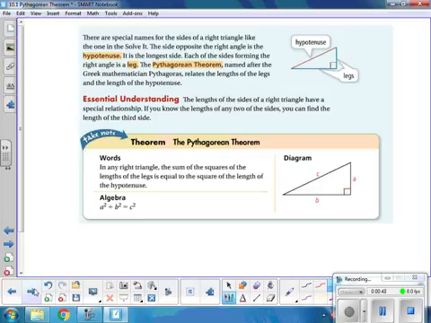There are special names for the sides of a right triangle, like the one in the solve it. The side opposite the right angle is the hypotenuse. So right opposite that one is the hypotenuse. It's the longest side of the right triangle. Each of the other sides is called a leg. So all these right triangles have two legs and a hypotenuse.